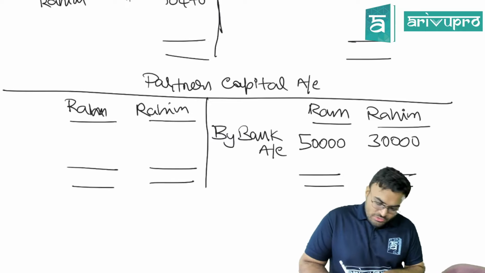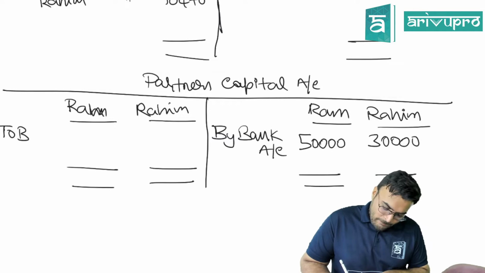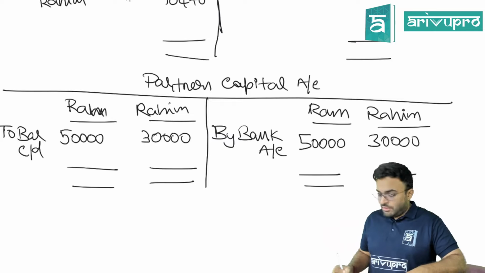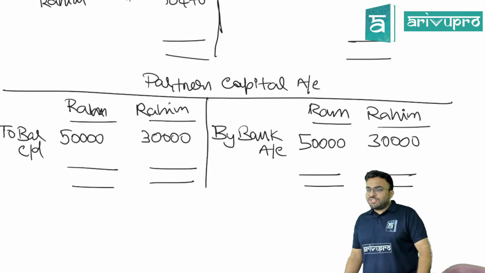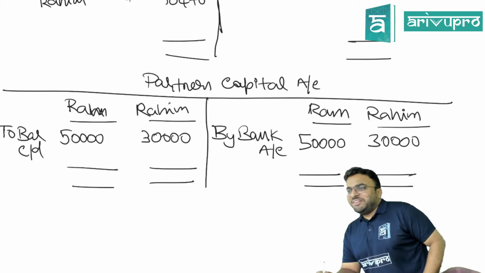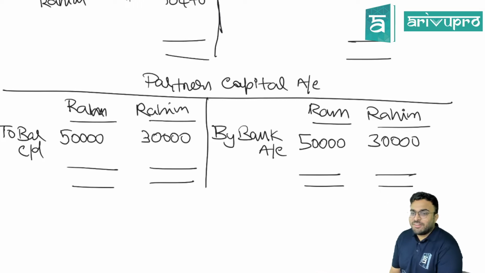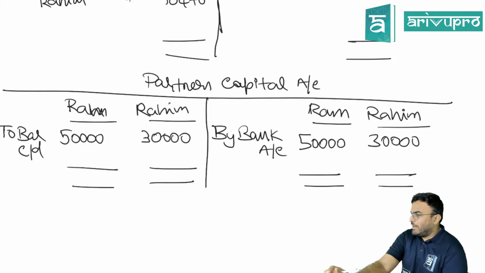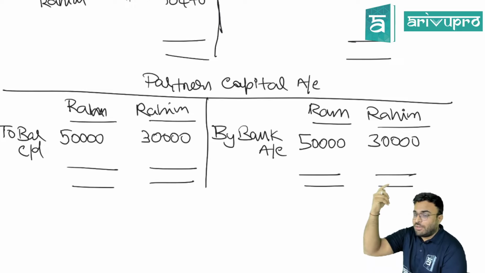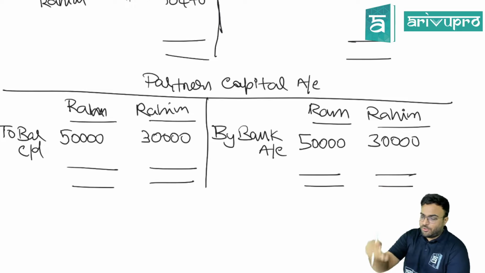Is this clear? So you will write to balance carried down 50,000, 30,000. When you go into your future questions, writing this to balance carried down in partners capital is going to be one joy when you go into admission. If additional capital was given, it would be entered into partner's capital account. If capital was withdrawn, like A took 40,000 in one of that interest calculation question, then it would be returned to bank.